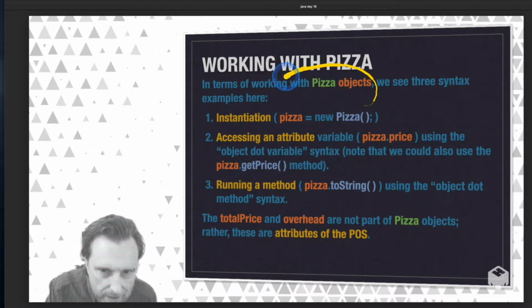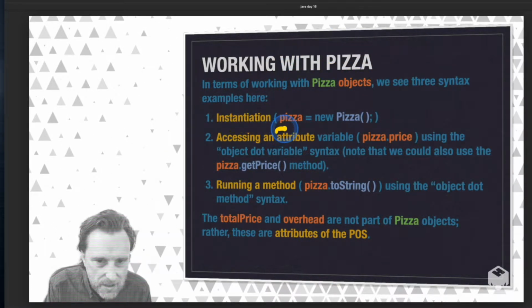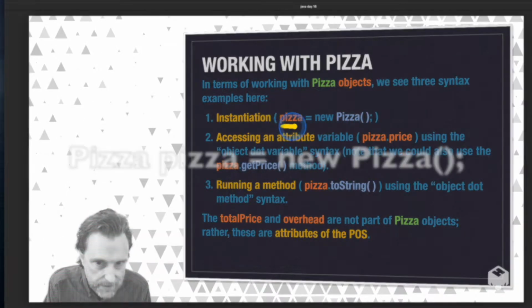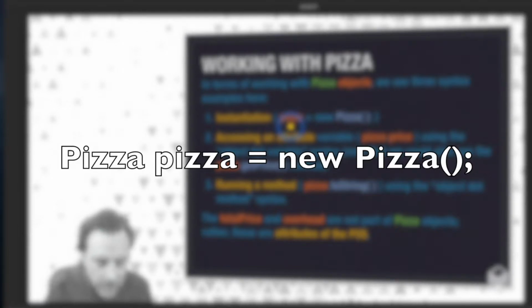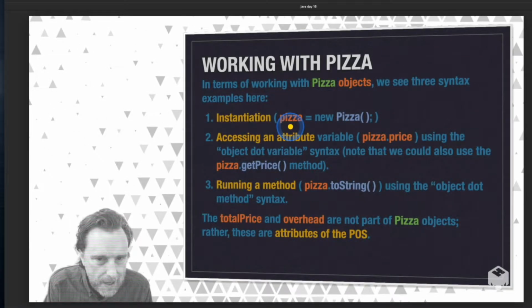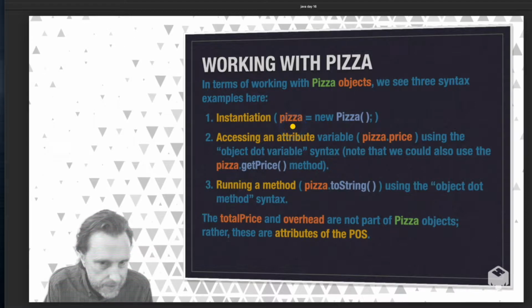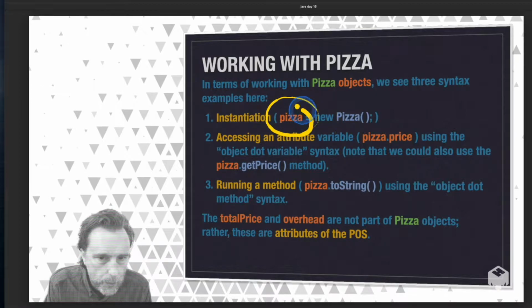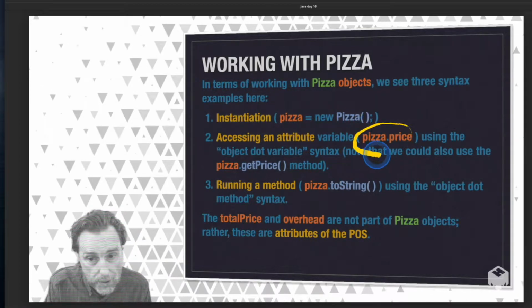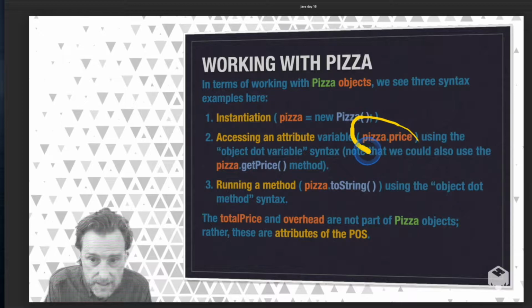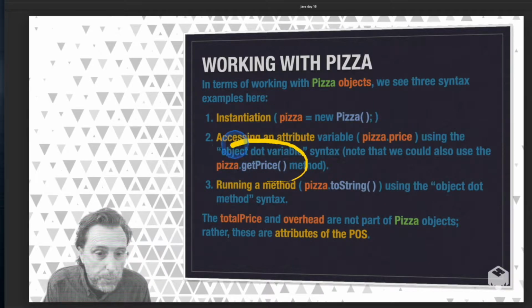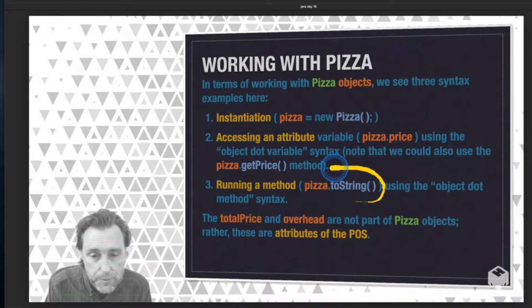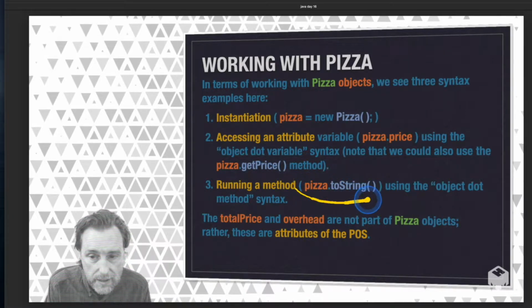So when we create pizza objects, this is the key syntax. Instantiation, we'll say something like pizza equals new Pizza, but that's a lot of pizza. In the example, the way I'll type it in is capital P Pizza, lowercase p pizza equals new capital P Pizza to create a new pizza object. But once we have a pizza object, in this case lowercase p pizza, we can access its price using the object.attribute syntax. We can get it to regenerate its own price using the pizza.getPrice method. And we can get the text description of a pizza using pizza.toString.